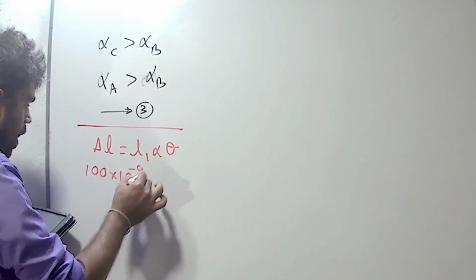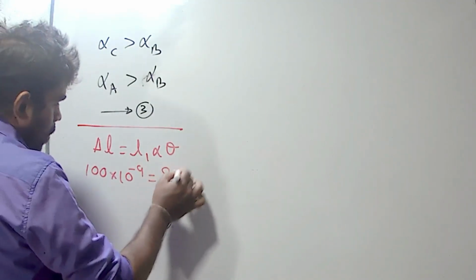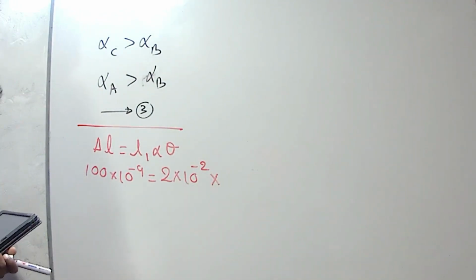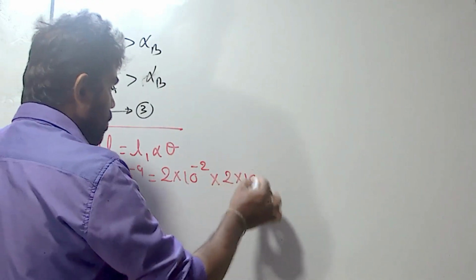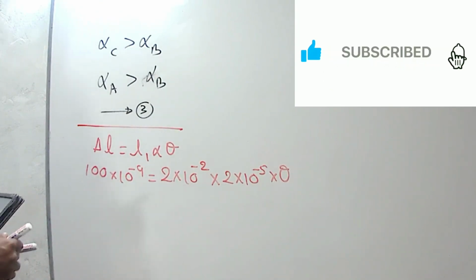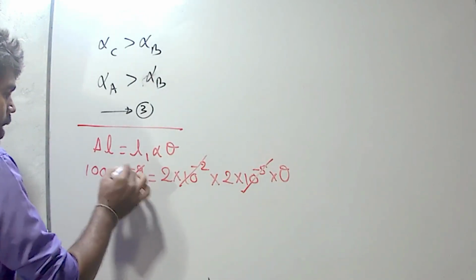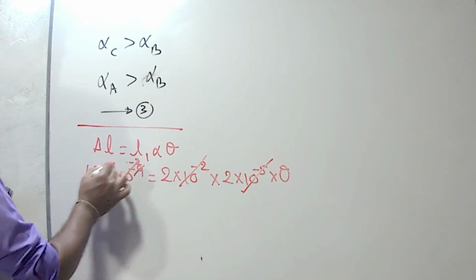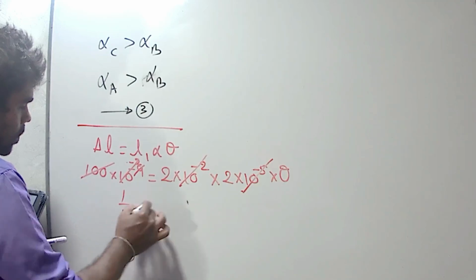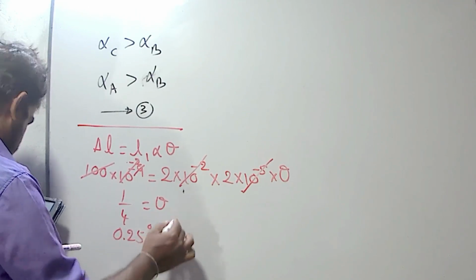100 into 10 to the power minus 9. Initial length 2 centimeters, 2 into 10 to the power minus 2. We have to substitute in SI units. Then the alpha value is 2 into 10 to the power minus 5. The increase of temperature per second is theta. We have to find the theta value. Then we can cancel out 10 to the power minus 7 with minus 9, 10 to the power minus 2, and cancel 10 to the power minus 2 with 100, giving 1 over 4. It means 0.25 Celsius per second.